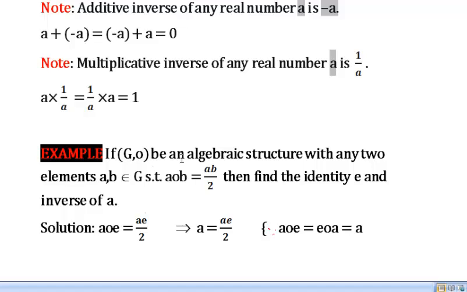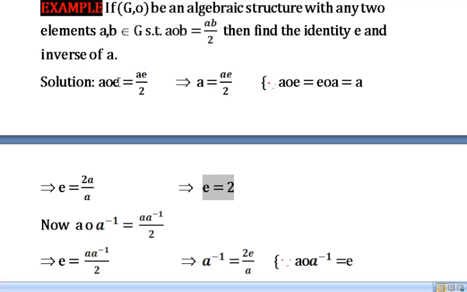For example, if (G, O) be an algebraic structure with any two elements a, b belongs to G such that a O b, here binary operation is defined by a O b is equal to ab upon 2, that is half the product of a and b. Then find the identity E and inverse of A.